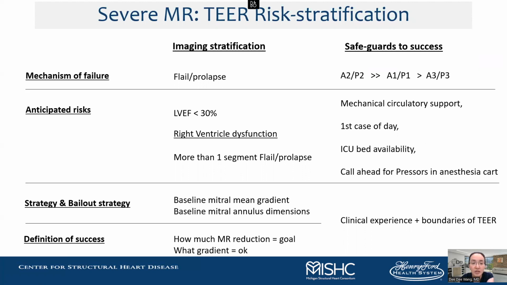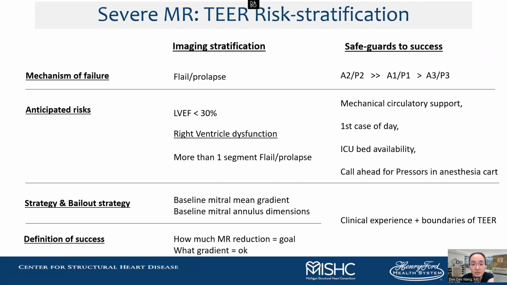So imaging stratification started with mechanism of failure. Flail and prolapse are more common and are challenging, and A2P2 are easier to attempt than A3P3. So those are risk stratification. If we have a patient with an LVEF less than 30%, or a patient with RV dysfunction, or more than one segment involvement with MR, those are high-risk patients.